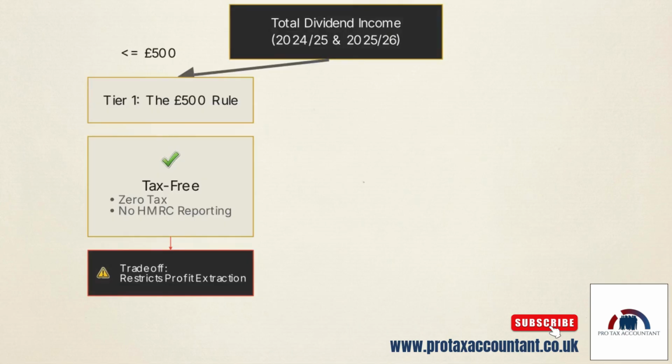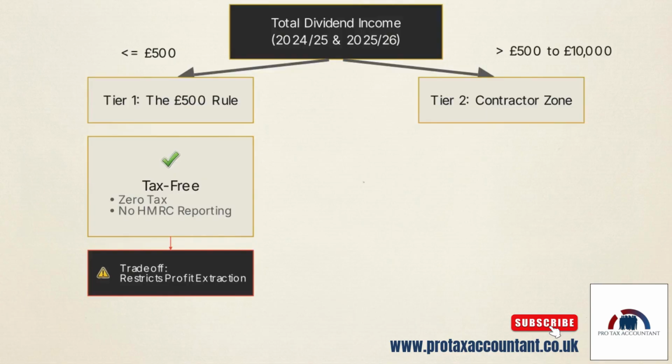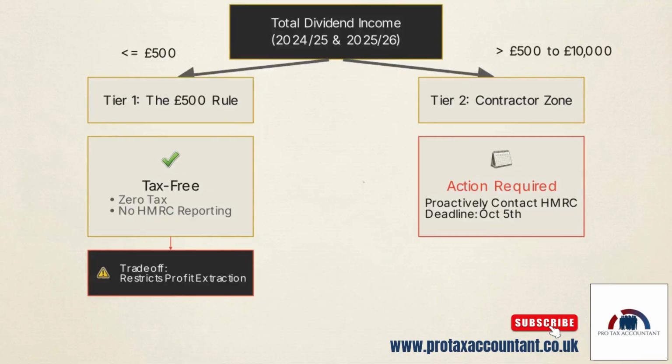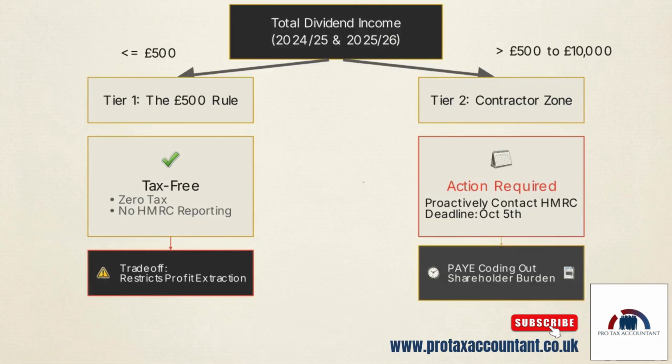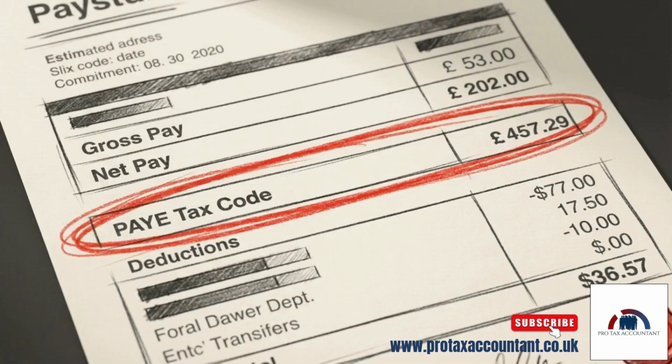The trade-off here is obvious. While you avoid the paperwork, capping your dividends at £500 severely restricts your ability to extract meaningful profits from your own business. That brings us to the middle tier, often called the contractor zone. This is where you earn between £500 and £10,000 in total dividends. In this bracket, the rules require a specific action. You must proactively contact HMRC by October 5th following the end of the tax year to have the tax coded out. Coding out simply means HMRC adjusts your PAYE tax code, the pay-as-you-earn system that dictates deductions from your paycheck.